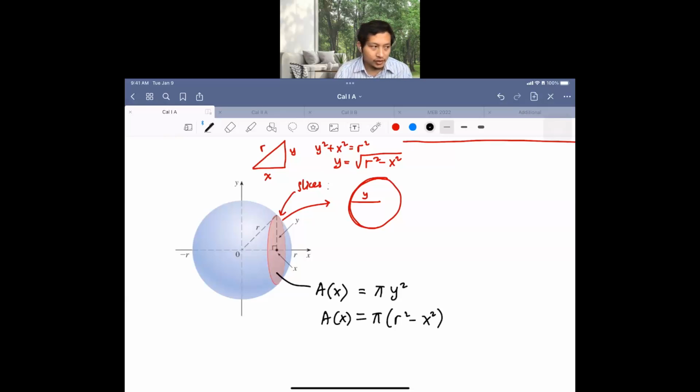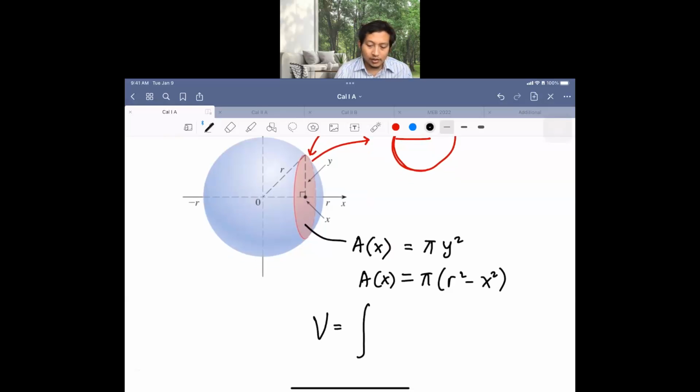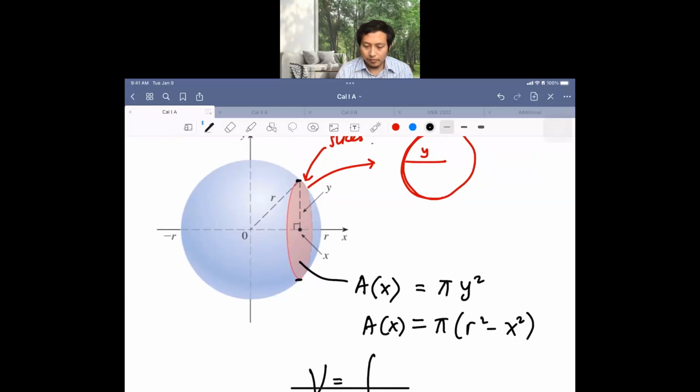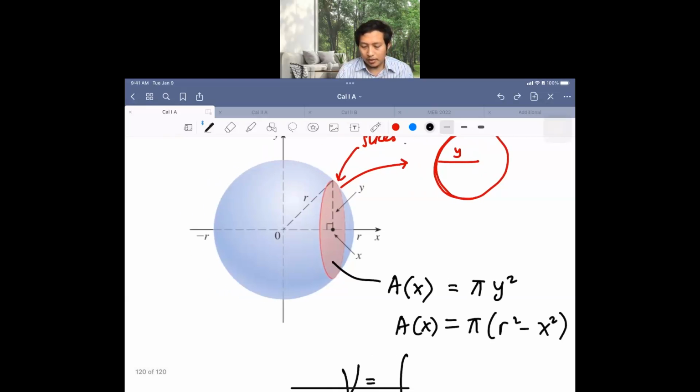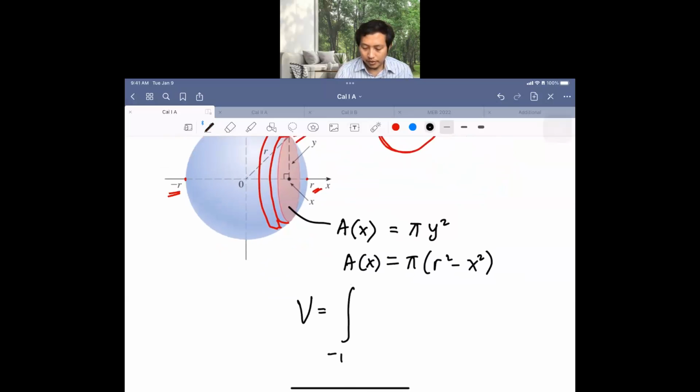Now if you want to find the volume of this sphere, then we can find it through volume integration. Let's make our radius, if we have this radius, from here to here. We are slicing along the x, so this will be negative r to r. If we imagine that this is another slicing, then the volume from negative r to r is equal to A(x) dx.